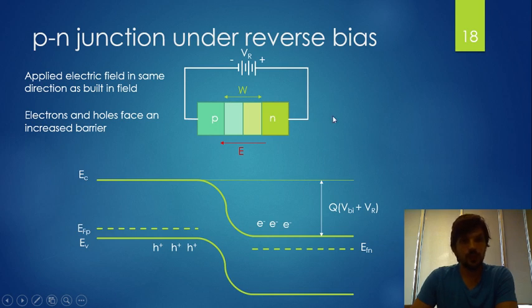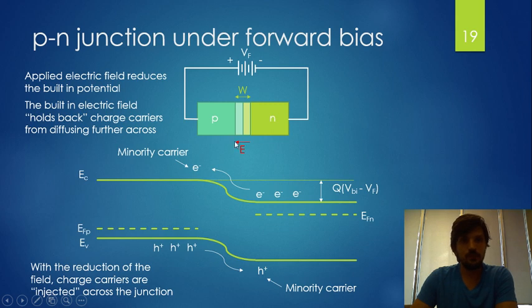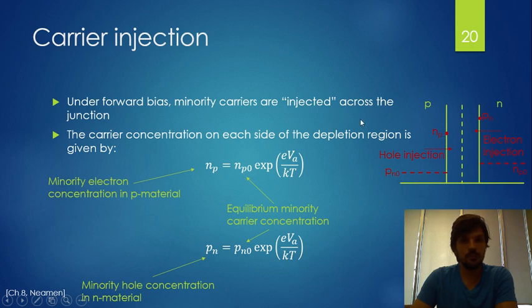Now, if we apply a forward bias, what we do is we subtract from the built-in field. So the built-in potential is now less, and the majority carriers will have a chance to overcome the potential barrier and be injected into the opposite region and become minority carriers. So electrons will be injected across the depletion region into the p-type material, and holes will be injected across the depletion region into the n-type material, and they will become minority carriers. So this is a very qualitative description of a p-n junction.